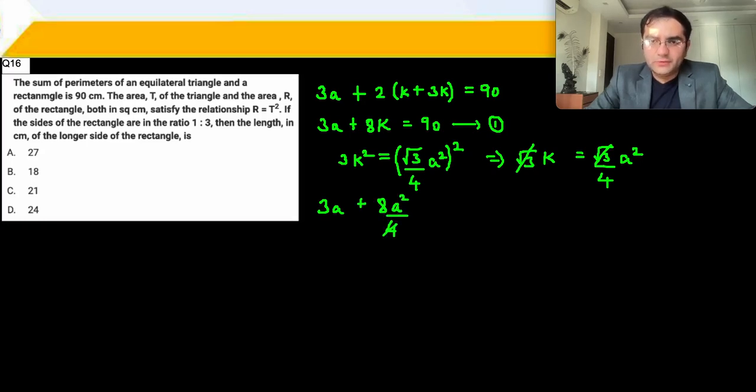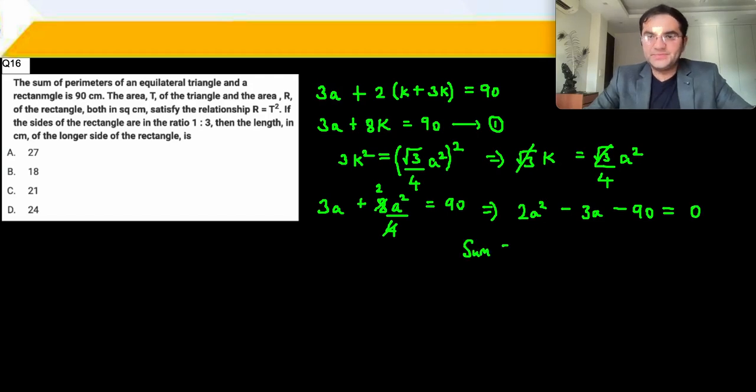A square upon 4 is 90. This gets simplified. You get another equation: 2a square plus 3a minus 90 is equal to 0. Okay. Oh, I'm sorry, let me put the plus sign. Sum is minus b, that's equal to 3, product is c into a, that's minus 180.